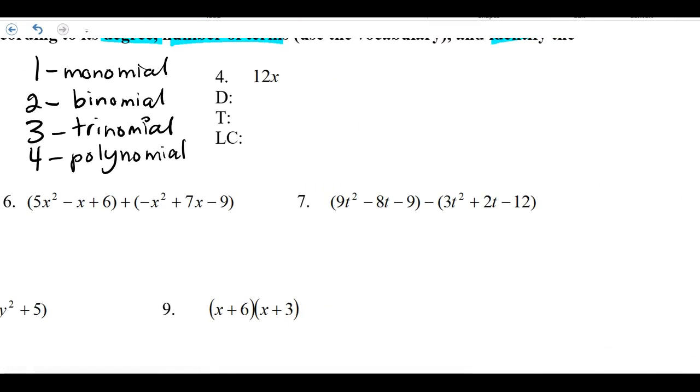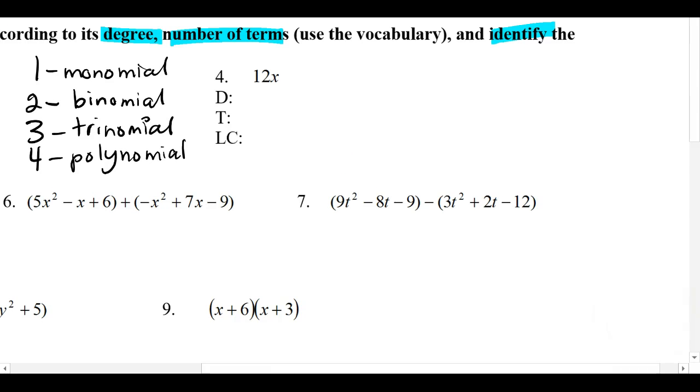Okay, now the next one. Well, it looks like we just have this one number here, so we're just going to use this one number to figure out the rest. Okay, so the exponent here is 1, so that means our highest degree, or highest exponent, is 1. And we have one term. If we have one term, look over here, that means it's a monomial. And our leading coefficient, well, that's just the first number that's in order, and that's this 12 here. So it's 12.